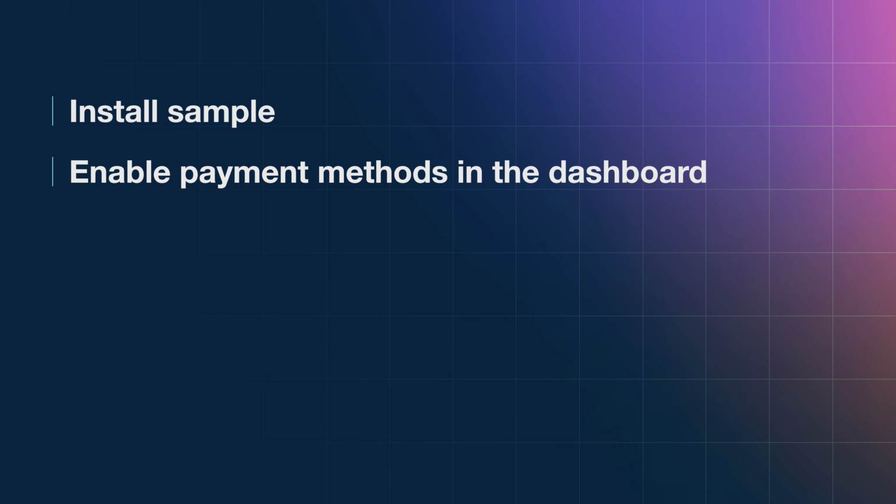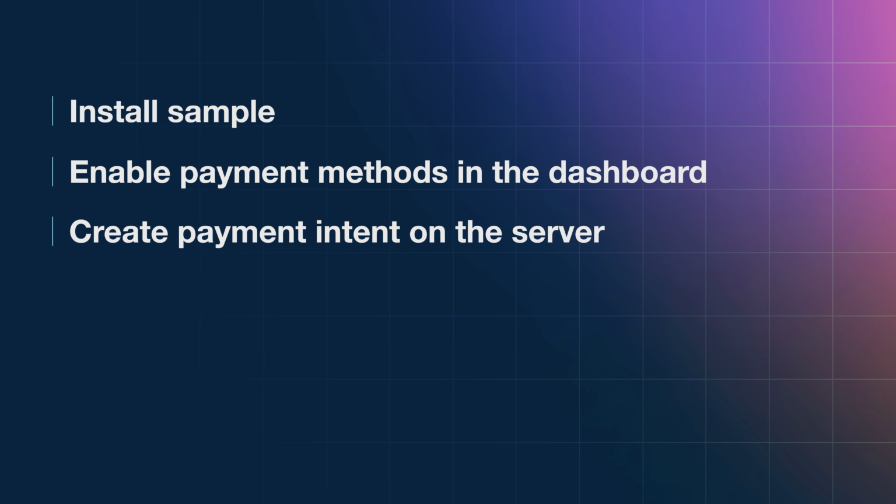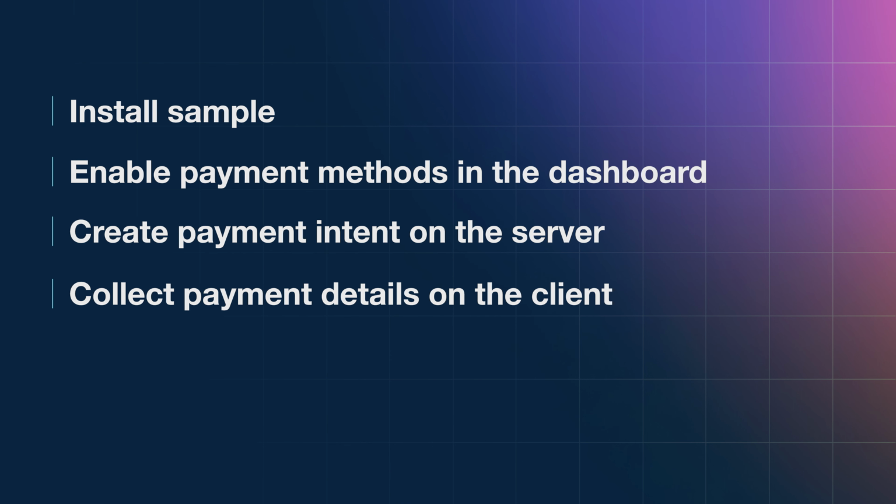So just as a quick roadmap for today, we're going to install a sample, and we're going to go through the dashboard and talk about how you can enable payment methods. These are going to be those payment methods that are dynamically rendered into the payment element every time the page loads. And then we're going to create a payment intent on the server and use its client secret to render the payment element on the client so that we can collect payment details from the customer.